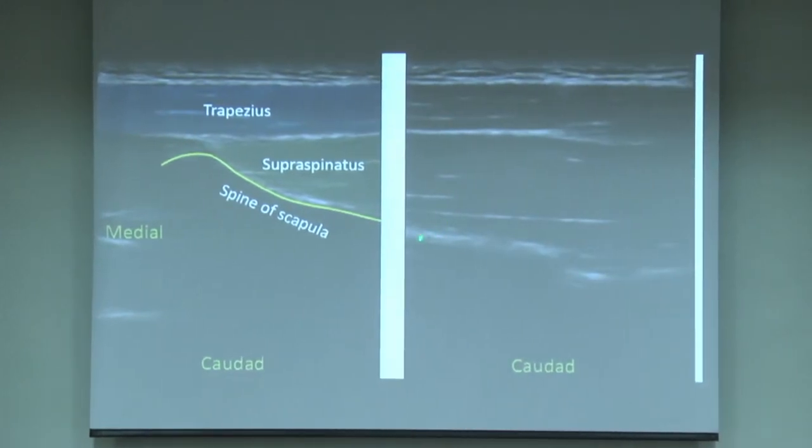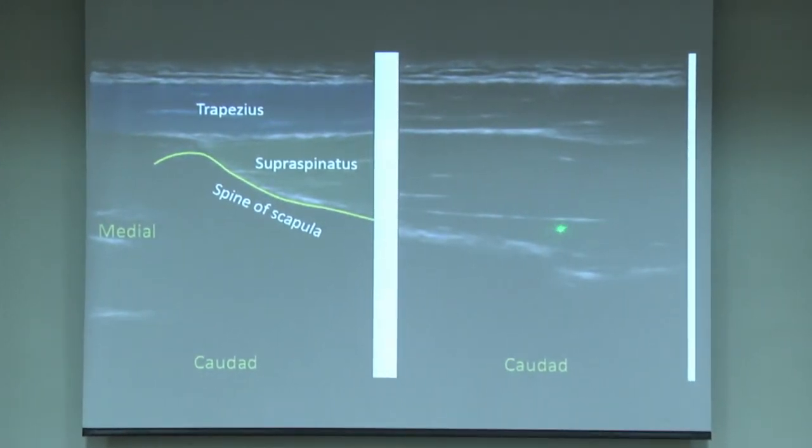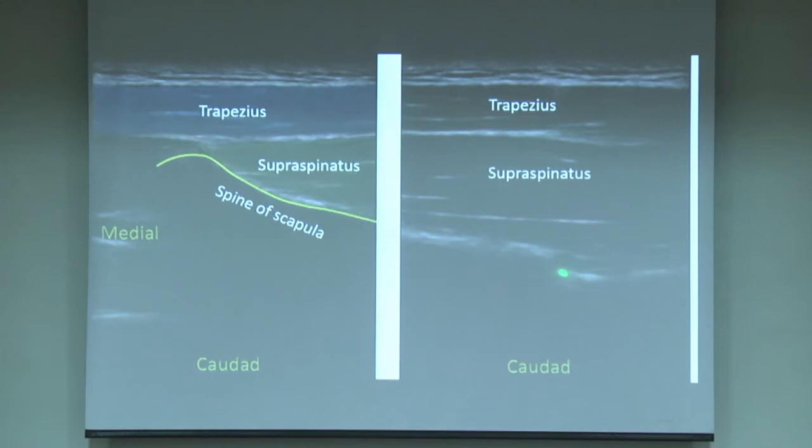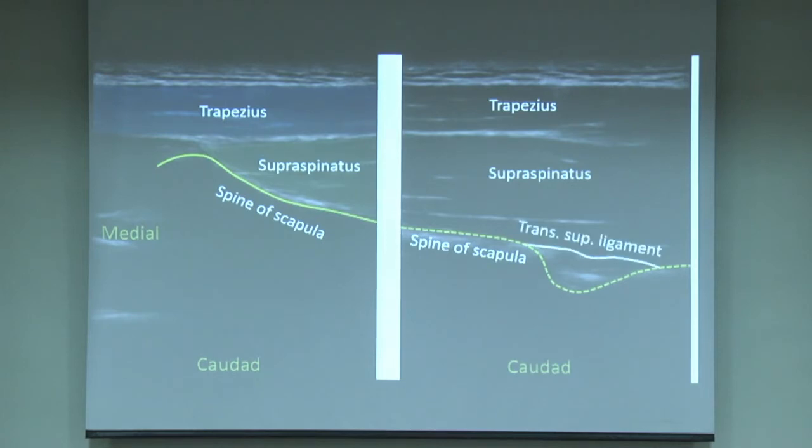And then as we go laterally, you'll find that this is the suprascapular notch, and the spine of the scapula just takes a dip at this point. And within the notch, it is covered by the transverse superior ligament. You have the artery here, and you also have the suprascapular nerve here.